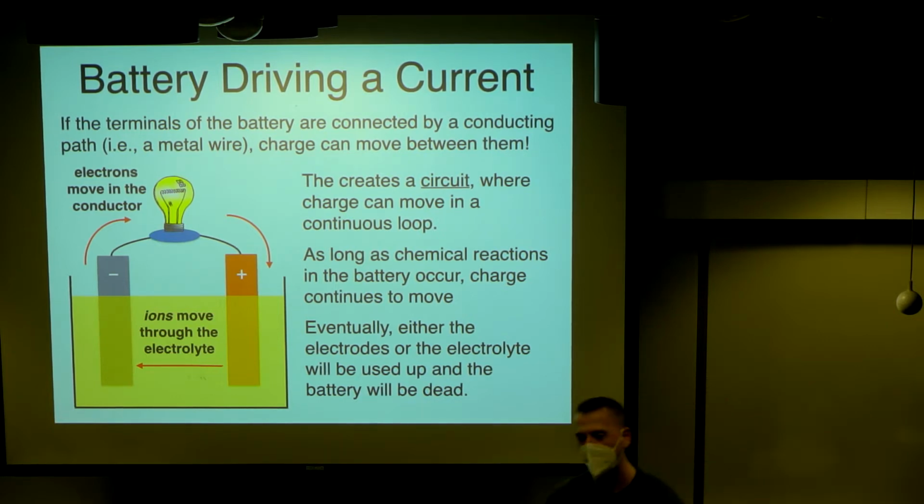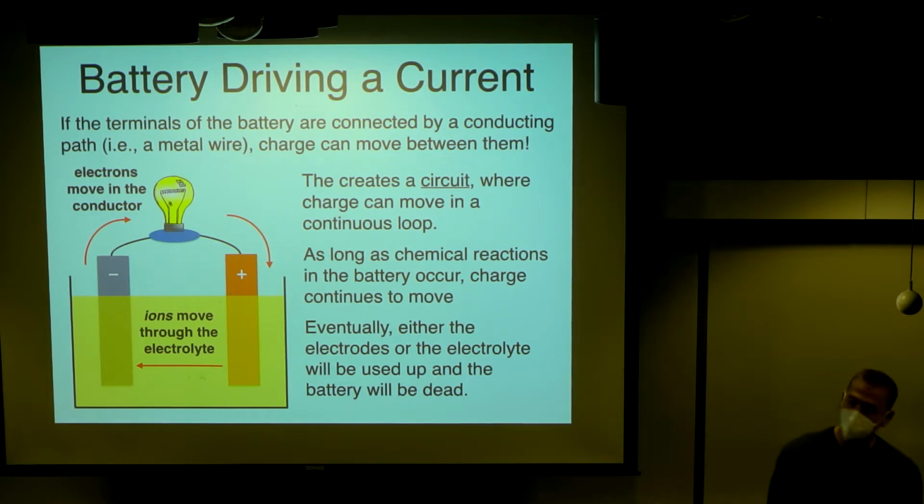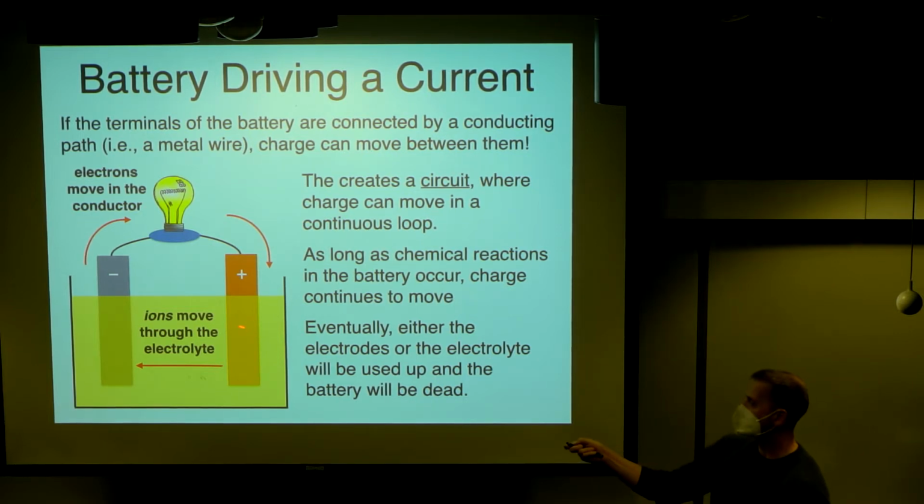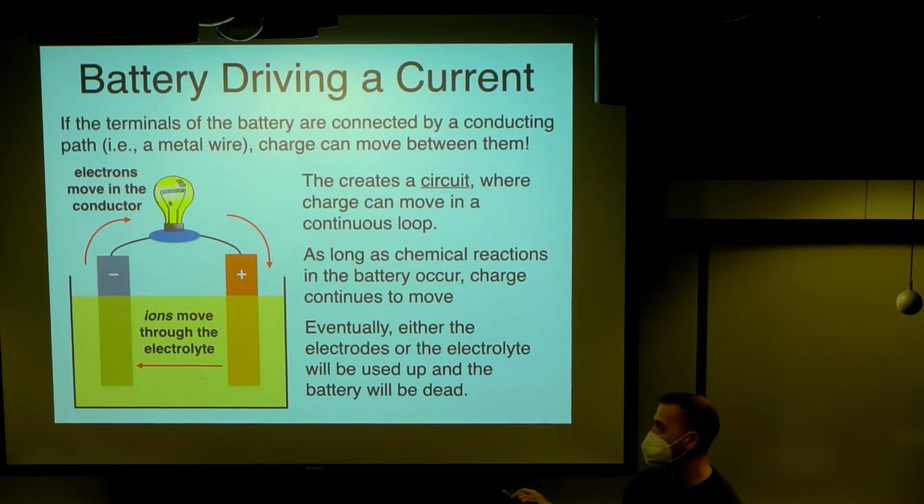Batteries don't last forever. Eventually, either the solution will be used up or the electrodes will be used up and we'll have a dead battery. In a rechargeable battery, by the way, you can reverse the reactions so that everything can be reversed and they can happen all over again.